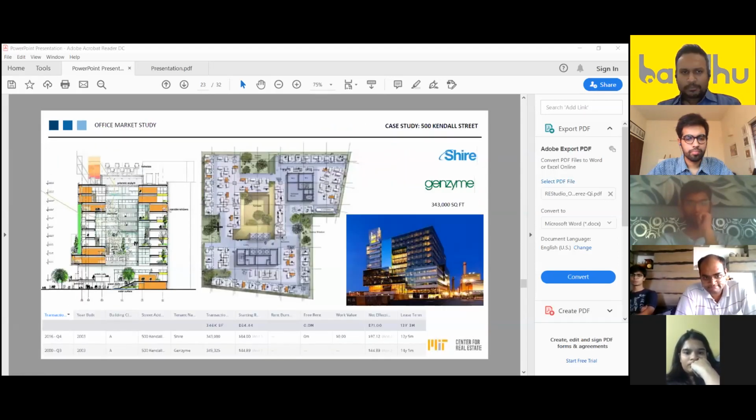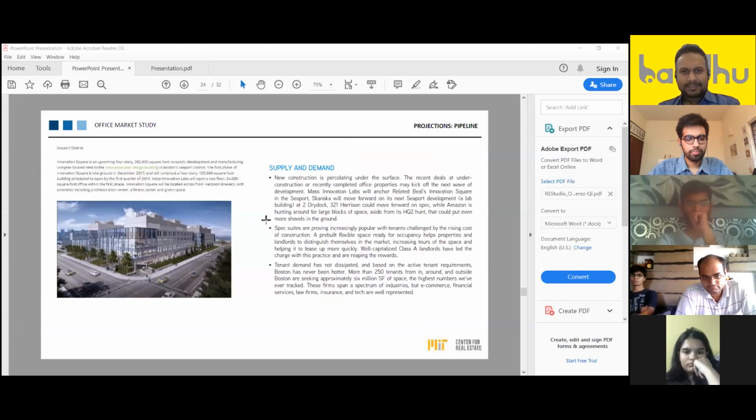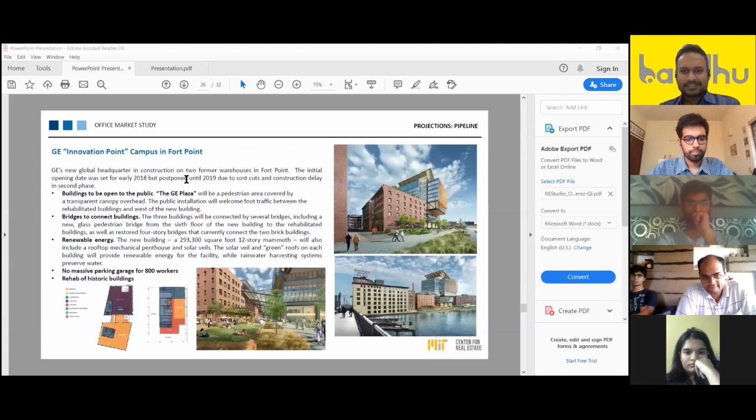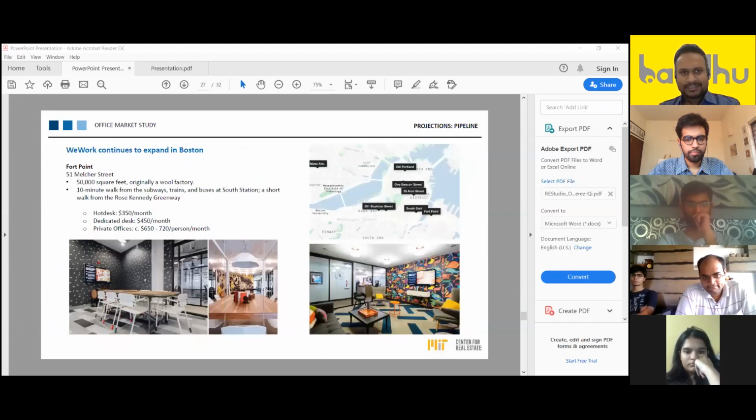And so, you kind of put all that together. You understand supply and demand. You understand who the big players coming in next to you are, like Amazon, big innovation players, and current repurposing projects on the way. WeWork was a big phenomenon.